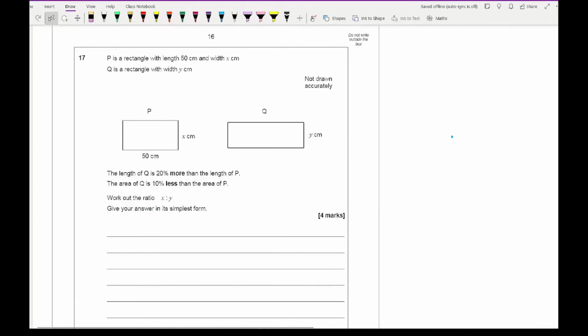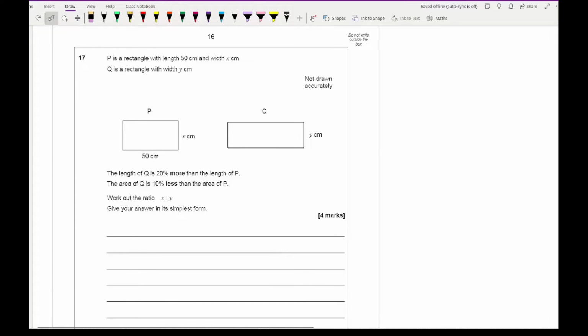So looking at question 17, it says P is a rectangle with a length of 50 centimeters and a width of x centimeters. Q is a rectangle with a width of y centimeters. The length of Q is 20% more than the length of P, and the area of Q is 10% less than the area of P. Work out the ratio of x to y in its simplest form.